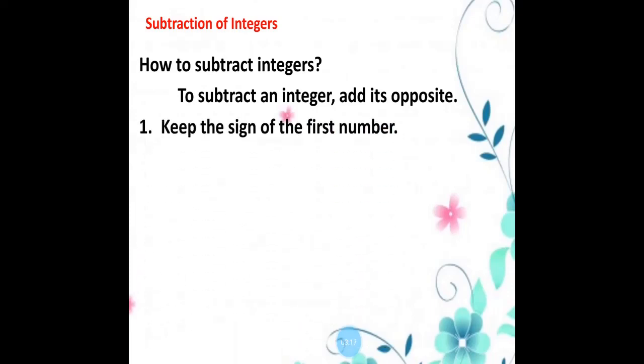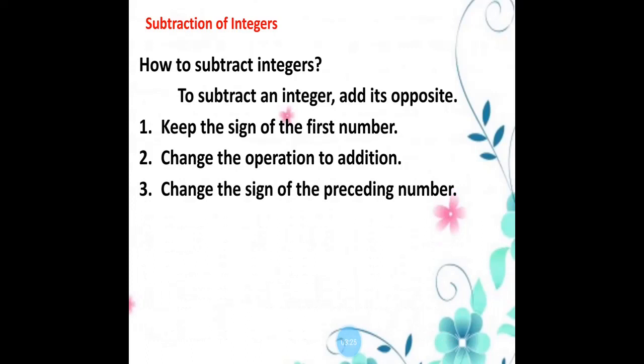Keep the sign of the first number. Then, change the operation to addition. Afterwards, change the sign of the preceding number or the other number. And for the fourth step, you are going to follow the rules in adding integers. Clear? Okay. So, let's have this.